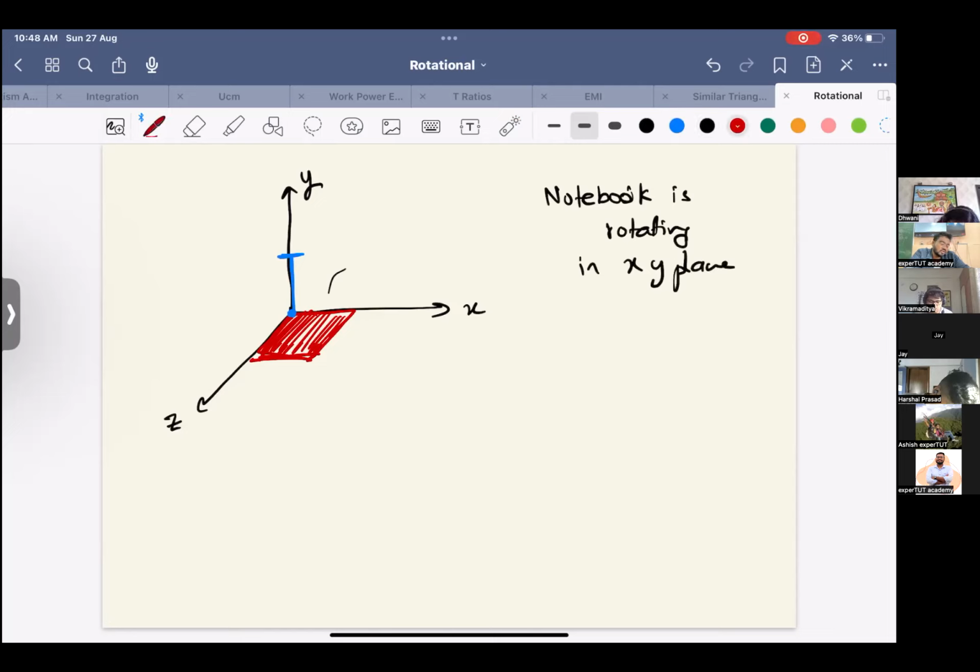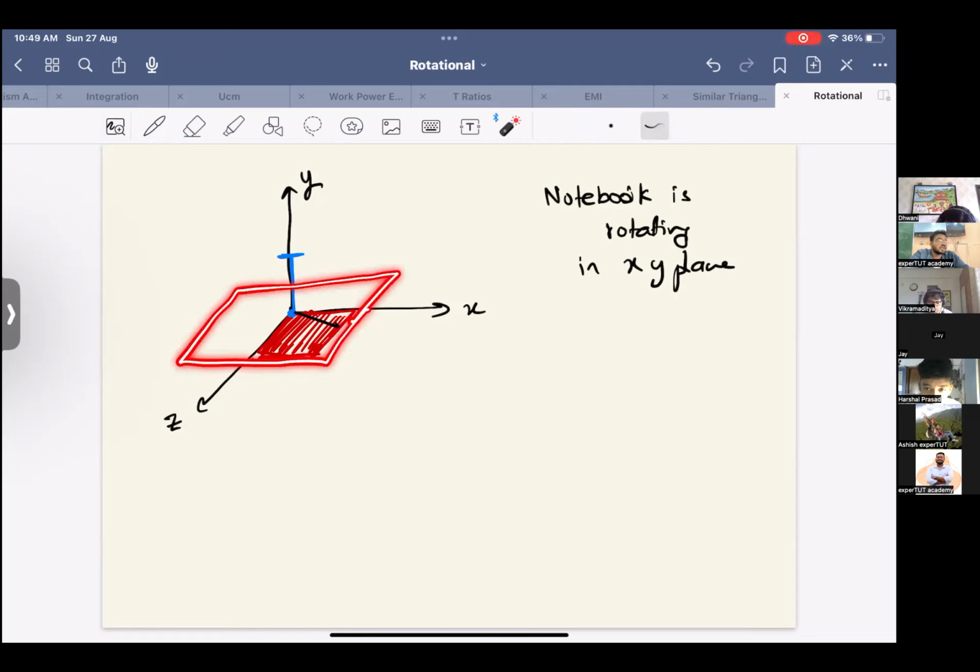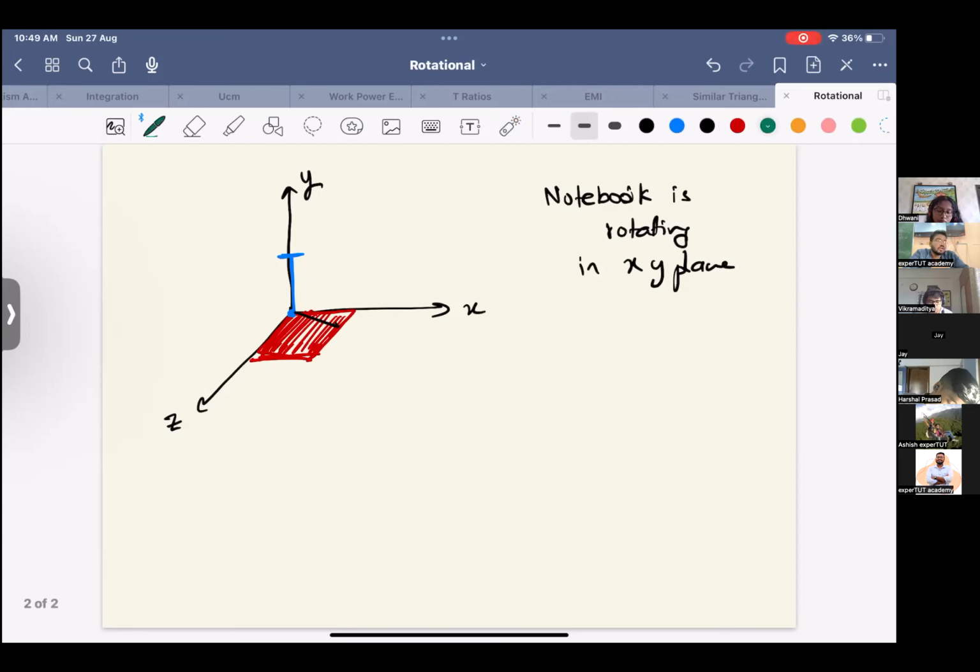So at this moment, the notebook is looking like this. After some point, it might look like this, right? After some point, it might look like this, but it will always stay in this plane. You understand? Okay. Let us try to ask some questions so that you have understood the motion or not.